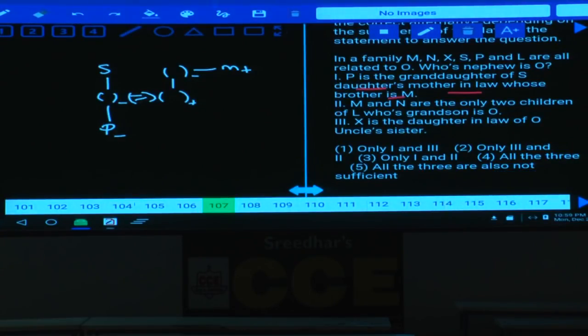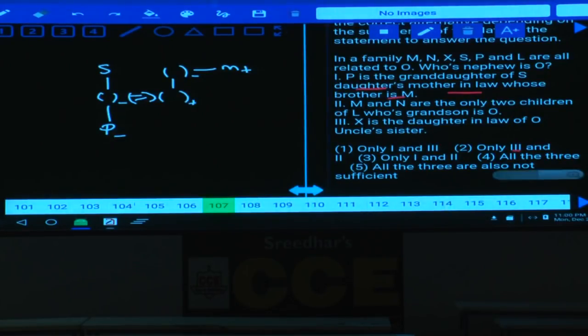Then condition number 3. Now in condition number 3, X is the daughter-in-law of O's uncle's sister. Here we are having 2 more possibilities because uncle's sister could be either this person's mother or aunt. As there are 2 different possibilities, 1 and 3 cannot be identified.